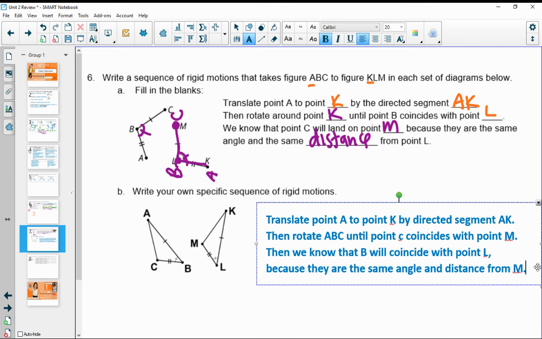And actually, I think I did that backwards because we should have got these angles together. So actually here, we should rotate until point B lands on point L, so that we get the two angles that are the same size. Then we know C will land on M because they're the same distance and angle from L.